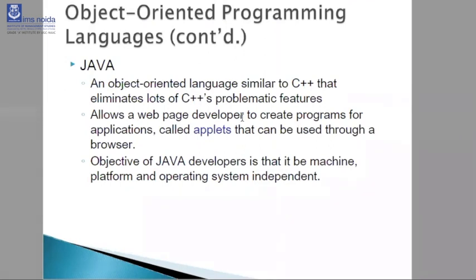Lots of features like encapsulation, and it allows a web page developer to create programs for applications called applets, where you can do the application programming interface. So with the help of OOP, you can develop so many applications. The objective of Java's developers is that it be machine, platform and operating system independent. The main feature is that it provides security and is a platform independent language.